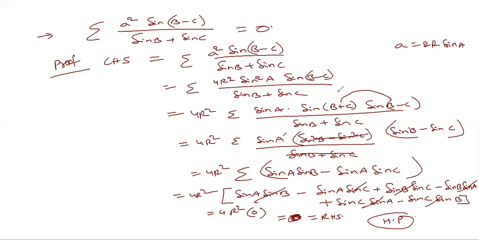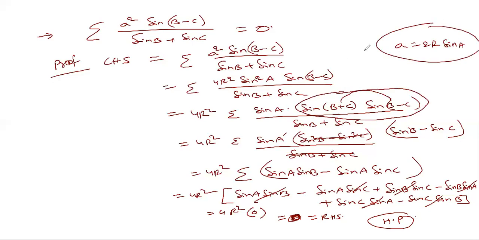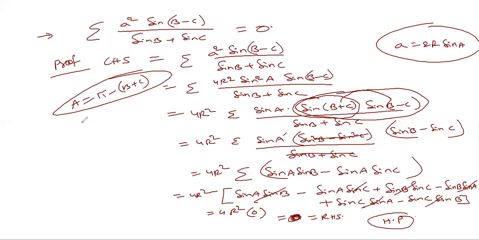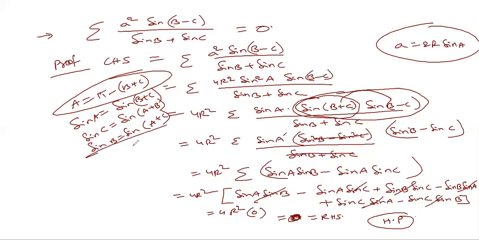The most important formulas we have applied are this one and another one. In place of sin A, I have written sin(B + C). Why? Because A is 180 − (B + C), so sin A is sin(180 − (B + C)), which is sin(B + C). Similarly, sin C you can write as sin(A + B), and sin B we can write as sin(A + C). I think it is very clear. Once revise.